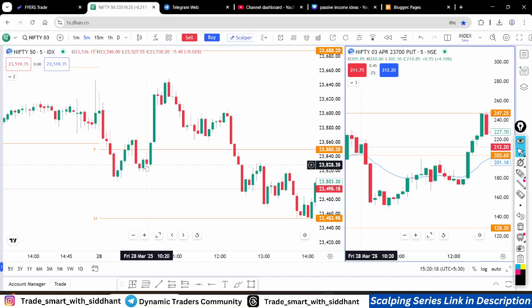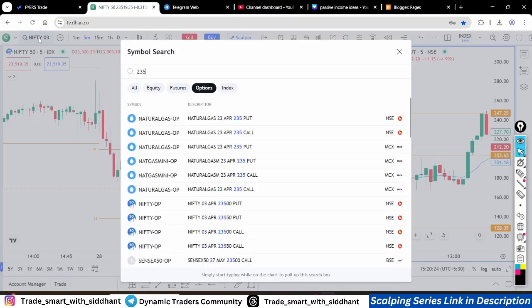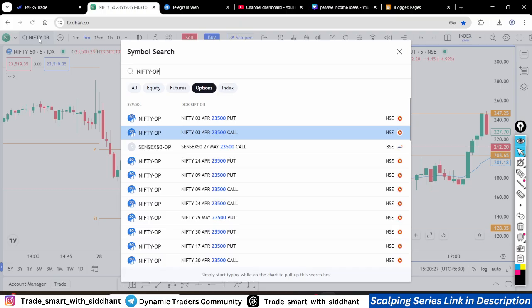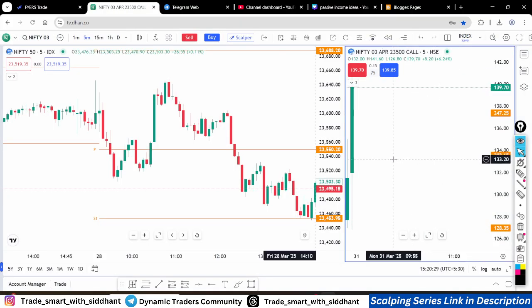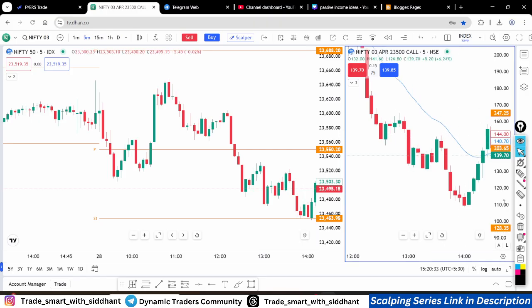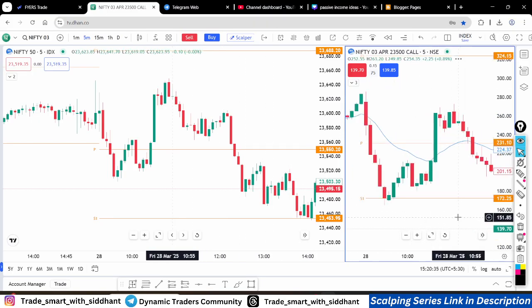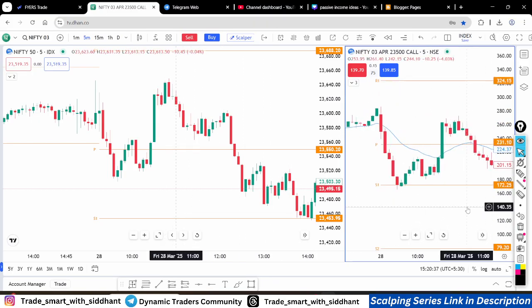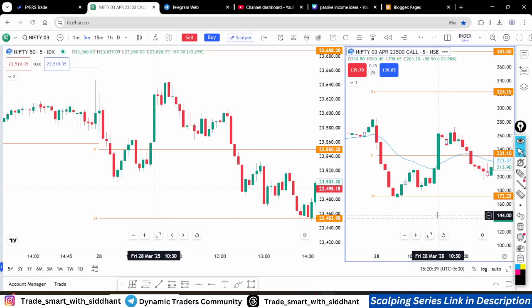So we will be quickly opening here. As you can see here, it's 23,500 CE. Now we will be quickly going to our point. As you can see right here, the same point, it's 10:30. And this first candle is our big candle of 10:30.